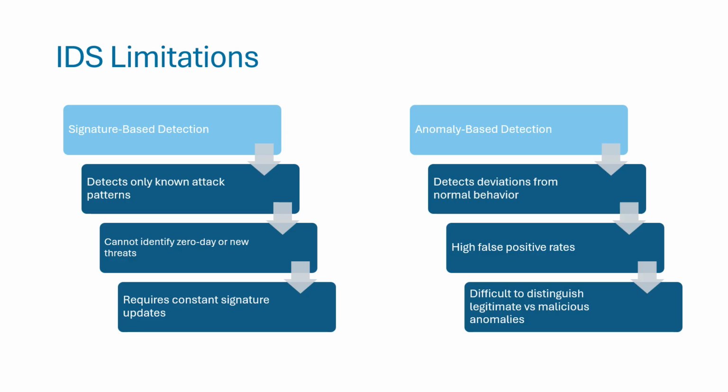IDS limitations. Traditional intrusion detection systems rely on two main approaches: signature-based and anomaly-based detection. Signature-based systems are limited to known attack patterns and cannot detect new or zero-day threats. They also require continuous updates. On the other hand, anomaly-based systems can detect deviations from normal behavior, but they often suffer from high false positive rates and difficulty distinguishing between legitimate and malicious activity. These limitations highlight the need for more adaptive and intelligent detection methods.